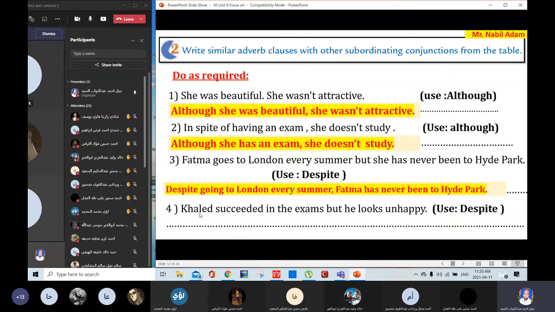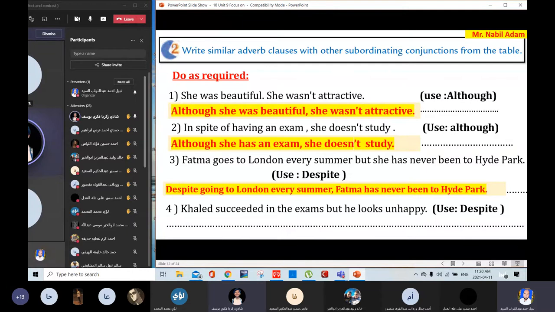Who can answer it? Two stars for who can answer this one. Who's going to answer? Hands up. Let's see. Shadi. Despite successing in the exams, he looks unhappy. Khalid looks unhappy. Yeah. Again, Shadi.